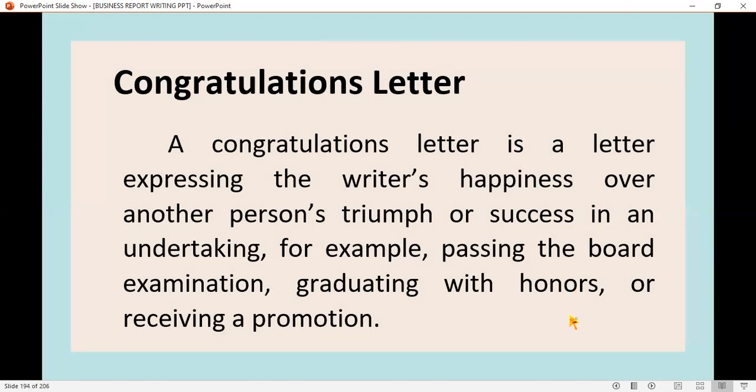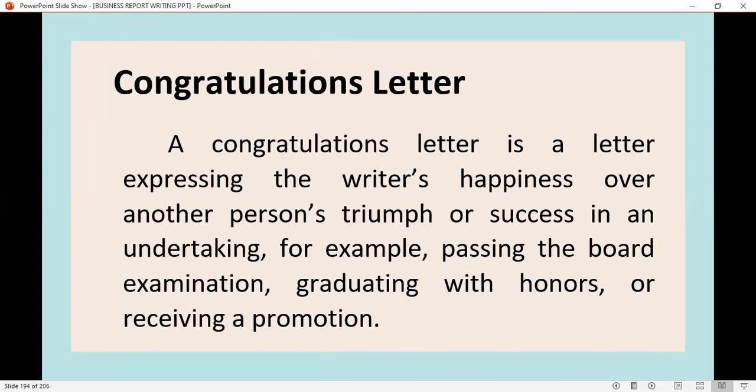Next, congratulations letter. It is a letter expressing the writer's happiness over another person's triumph or success in an undertaking. Di ba? Kaya ba tayo nagka-congratulate kapag masaya tayo para doon sa tao? Masaya tayo na nakamit ng tao or na-achieve ng tao yung something. Okay? Example, passing the board examination, graduating with honors, or receiving a promotion.